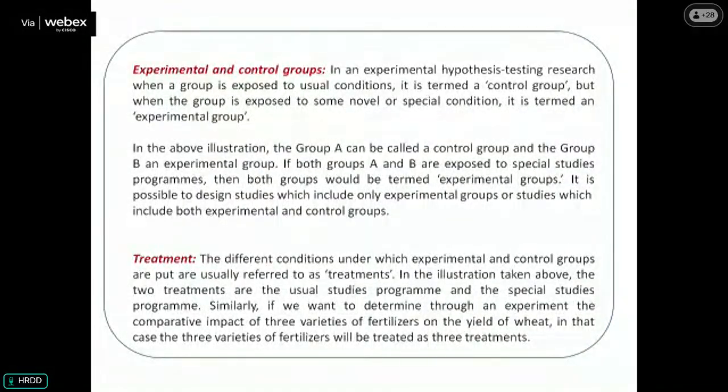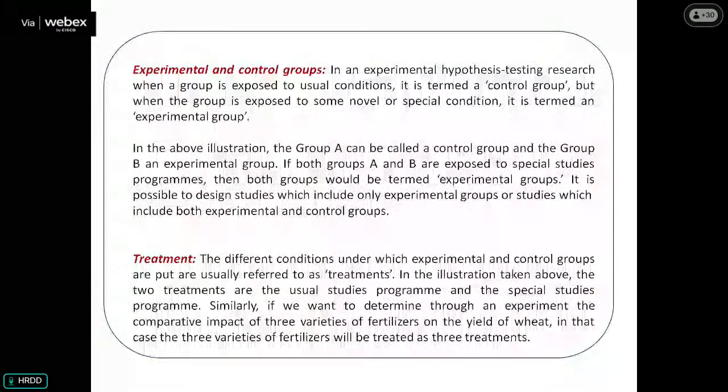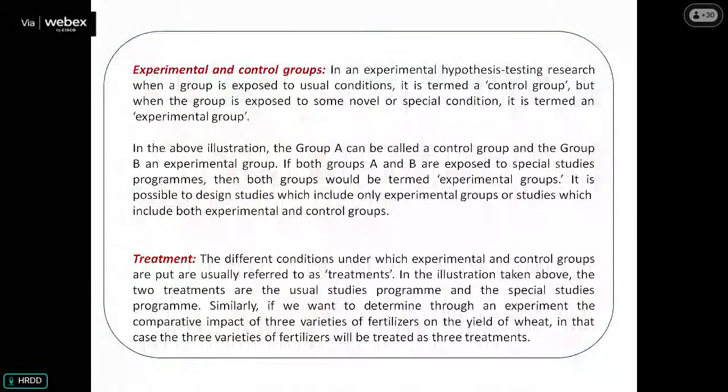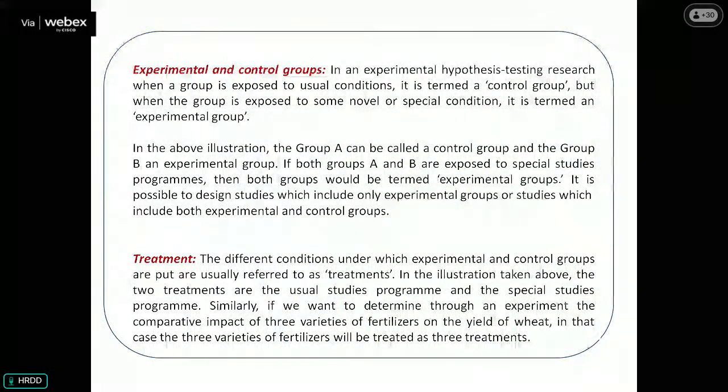If you want to determine through an experiment the comparative impact of three varieties of fertilizers, so we slowly come into agricultural research, because in the textbook agricultural research is mostly given a thrust. It is research done mostly here in India, because we are an agriculture-related country, and it has a lot of outcomes based on fertilizers, irrigation, and all those things, the type of soil.